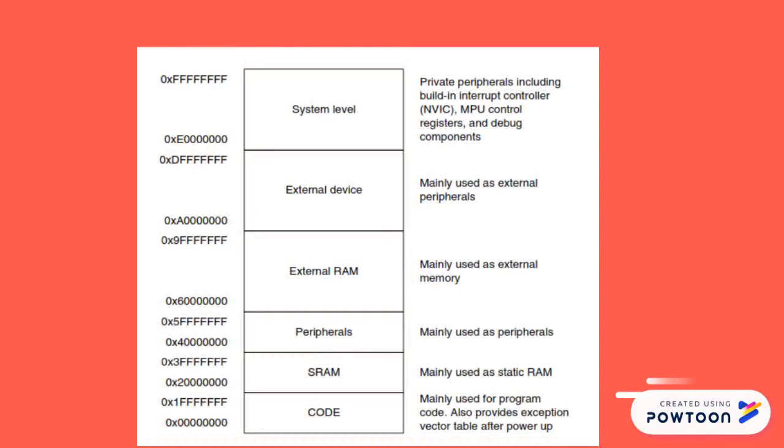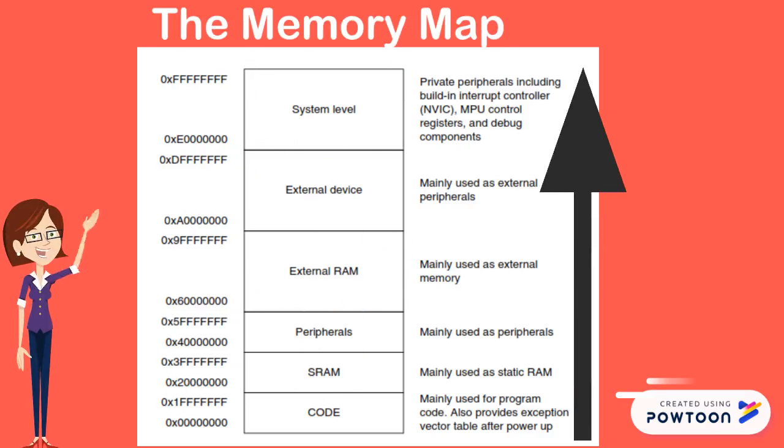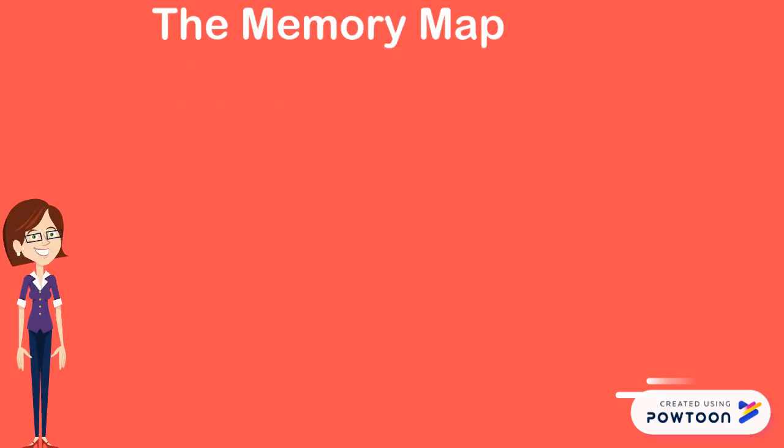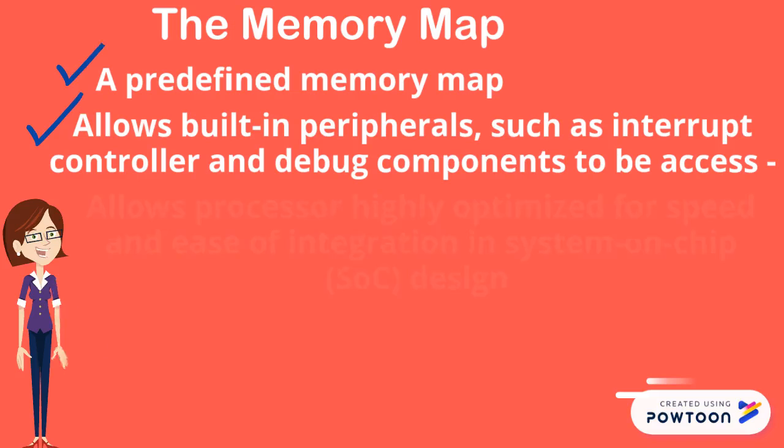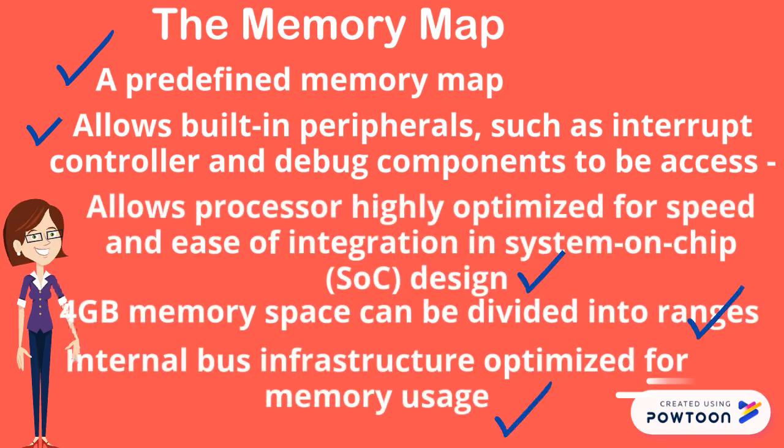A predefined memory map. Built-in peripherals, such as the interrupt controller and debug components, can be accessed. This allows the processor to be highly optimized for speed and ease of integration in system on chip. The 4 GB memory space can be divided into ranges.